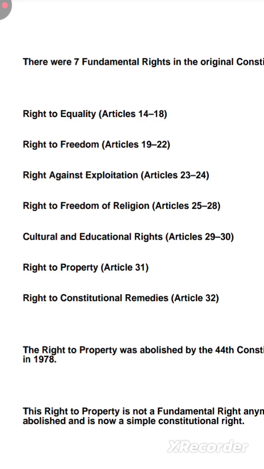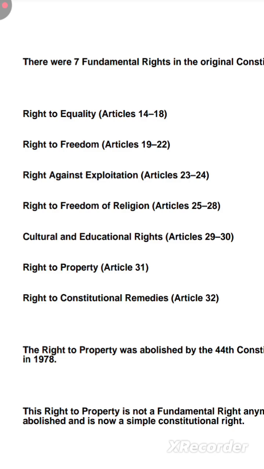In our original constitution, we included 7 fundamental rights, and with time, it was found that the right to property was quite conflicting. Therefore, with the 44th constitutional amendment, Article 31, the right to property, was abolished by the Janata government in the year 1978.